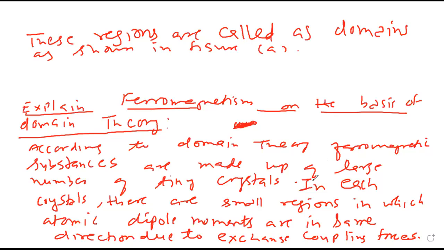So ferromagnetic substances like iron were supposed to be not a single piece of solid but made up of a large number of tiny crystals. In each crystal there are small regions where all atomic dipole moments are in the same direction due to exchange coupling force. These regions were named domains. That means the smallest part of a ferromagnetic substance where all atomic dipole moments are in the same direction is called a domain. Please copy till this, then I am clearing this to explain with the diagram.